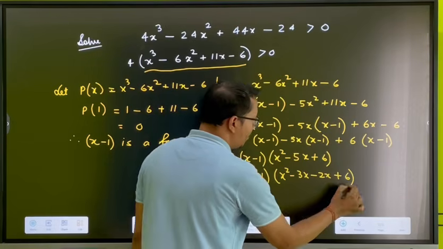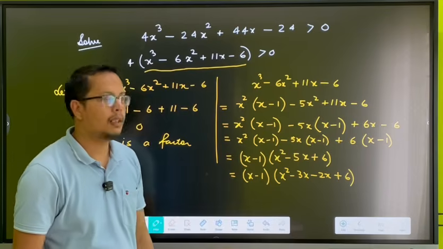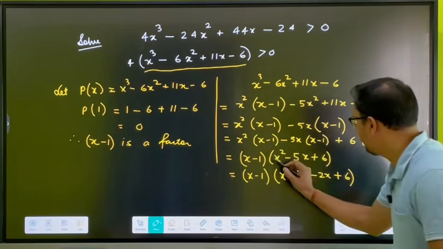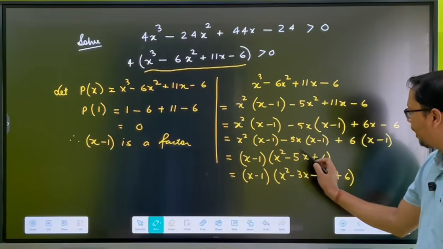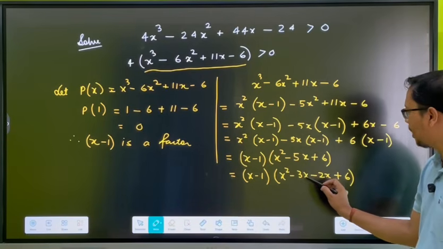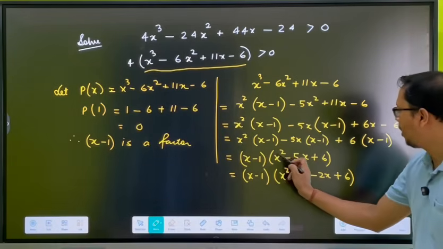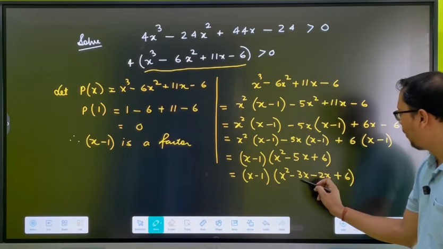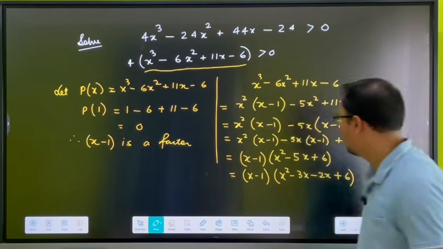We are factorizing by the method of middle term splitting. How? 1 into 6 is 6. Again, we have to break 5x in such a way that the product becomes 6. See, minus 3 into minus 2 is plus 6. 1 into 6 is plus 6. Minus 3 into minus 2 is also plus 6. So we are in the right direction.